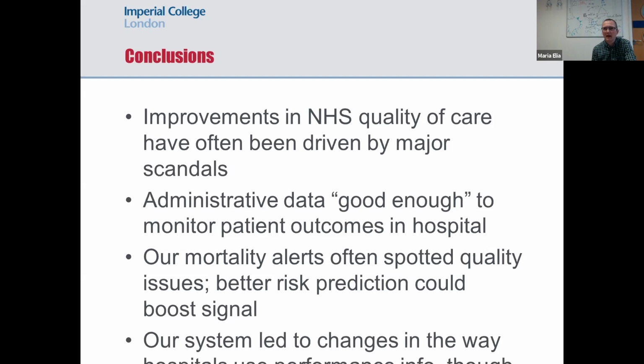And one of my areas of research is about risk prediction. So could better risk prediction models help to reduce the false positive rate? And overall, lastly, that our monitoring system has indeed led to changes in the way that hospitals use performance information.